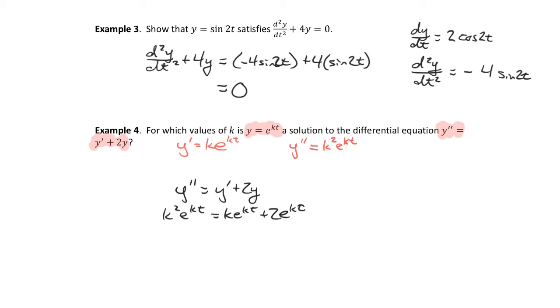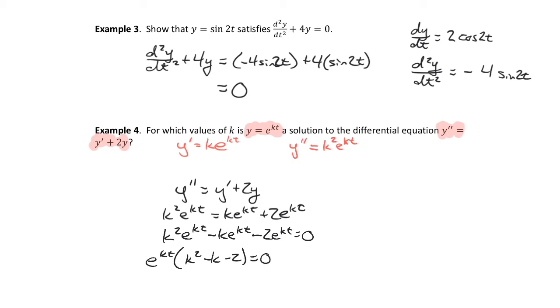Well, I noticed that every single term in the equation has an e to the kt in it. So let's get all of the terms on one side of the equation. We'll have k squared e to the kt minus k e to the kt minus 2e to the kt equals 0. Factor out e to the kt. That's why we did this. We brought them over because the e to the kt is in common with all of them. That leaves us with k squared minus k minus 2 equal to 0.